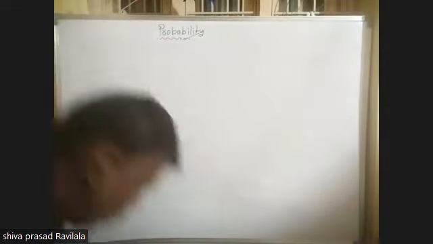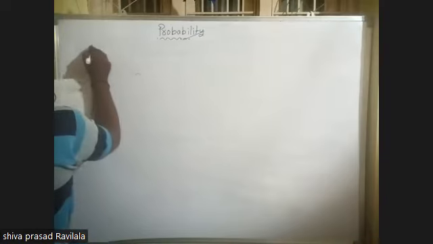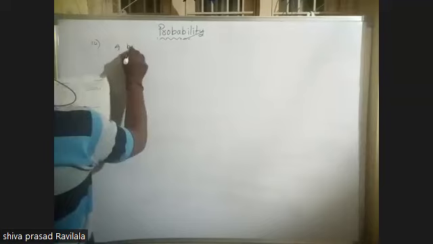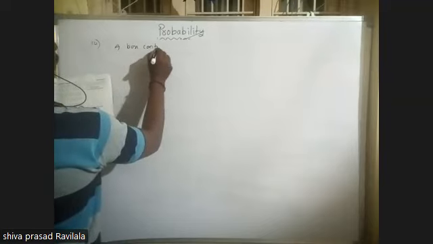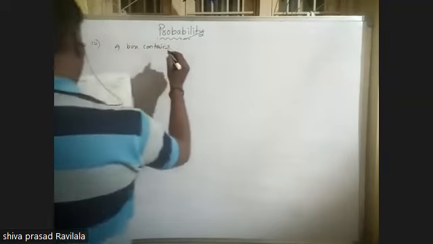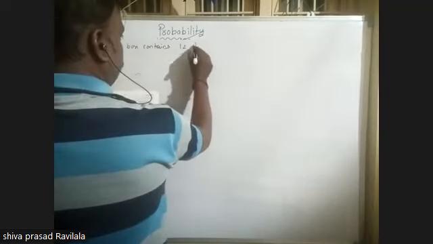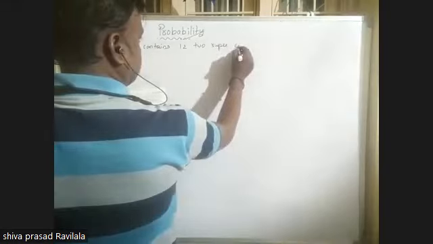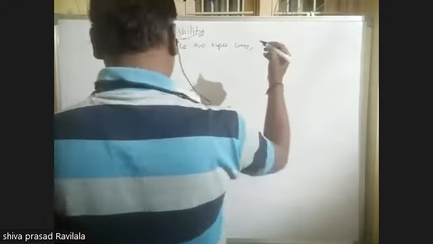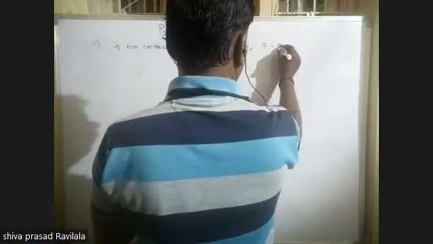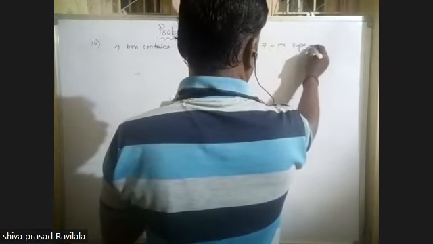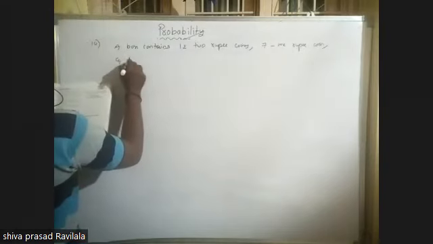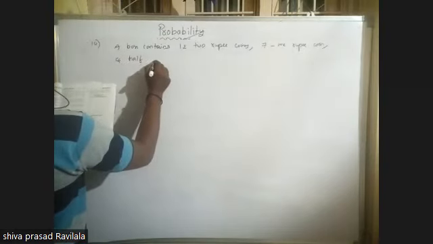One more question, students. A box contains 12 2-rupee coins, 7 1-rupee coins, and next one, 4 half-rupee coins.